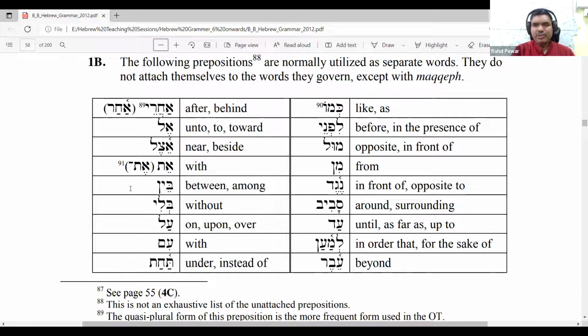So all these prepositions, we are going to take a vocabulary test on.